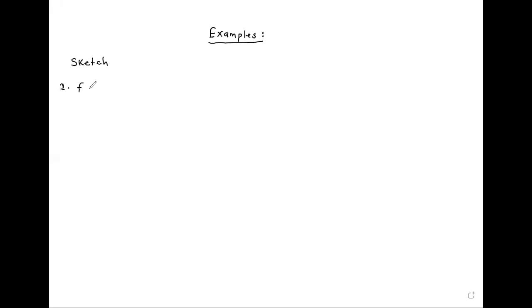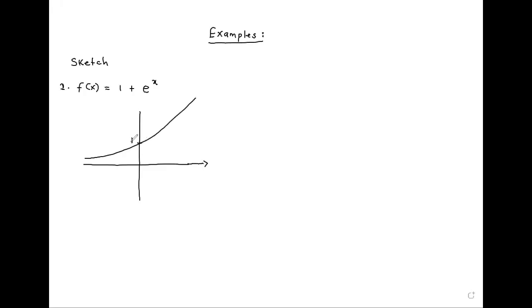Sketch f of x is equal to 1 plus e to the power x. So we have what we call a vertical shift. Just like we had shifts on trig, we have a vertical shift of 1. What this means is that we don't need a table to get the values, since we already know the graph of e to the power x looks like this, where this is 1.